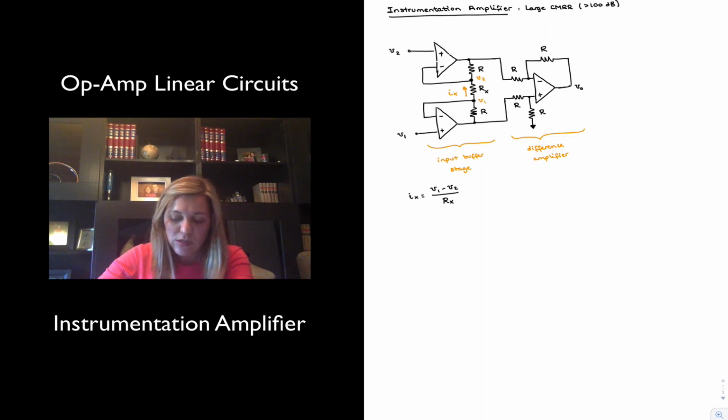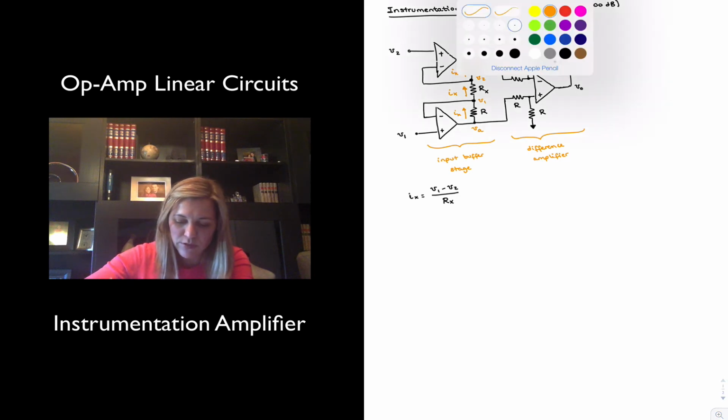Now that Ix current, since there is no current that can flow into the input terminal of an op-amp, all that Ix current must be flowing through both R resistors that are adjacent to Rx. And so the current flowing through this resistor is also Ix, as well as the current flowing through that resistor. And so I can label my voltage here VA, and then Ix times R. After an Ix times R volts drop, I get V1. After an Ix times Rx volt drop, I get V2. And after another Ix times R volt drop, I get another voltage here, VB.